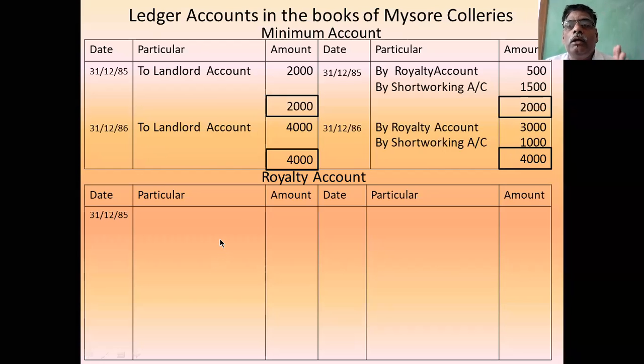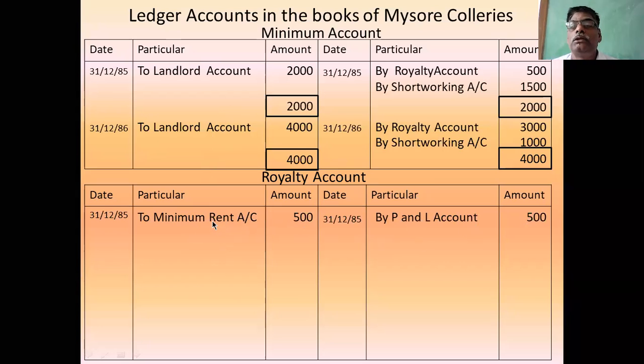In the royalty account debit side, you have to take the lesser name or minimum rent. First, I will take minimum rent here because in the first year there is a minimum rent. First year we pay the minimum rent. Therefore, to minimum rent account 500, by P&L account 500. This is the only change.